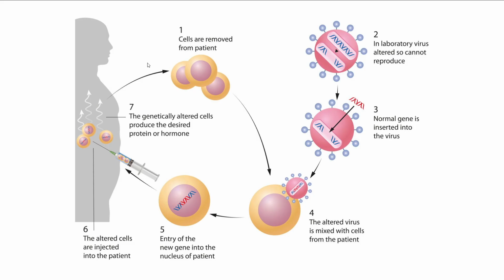So the first step, cells are removed from the patient. Next, in a laboratory, the virus is altered so it cannot reproduce. Basically we only use its coded protein, not potent enough, disabled so it cannot start reproducing once inside your body. So it is made a vector, carrying the message or carrying the parts to be replaced. It's like a courier service, in a sense.